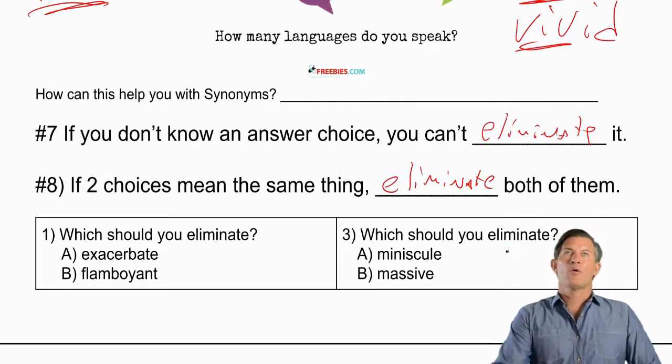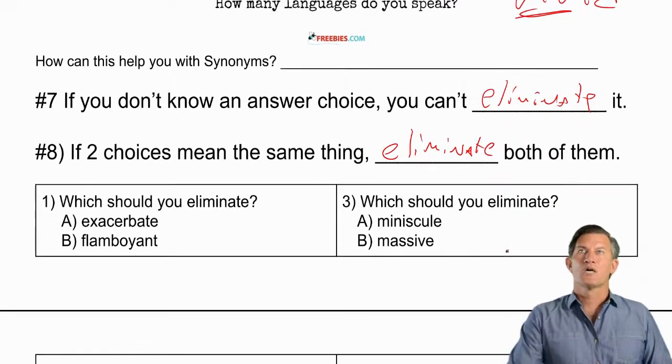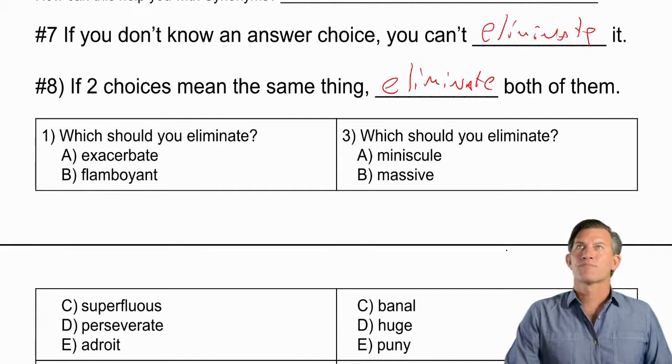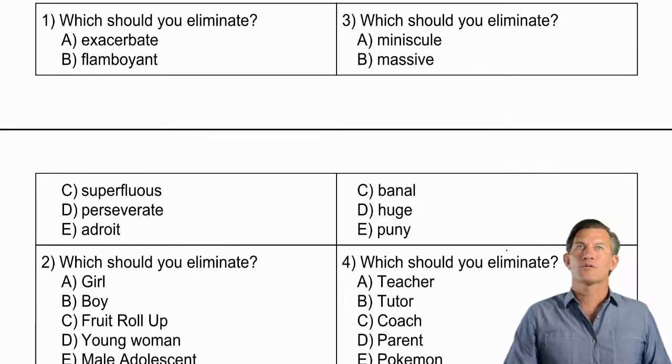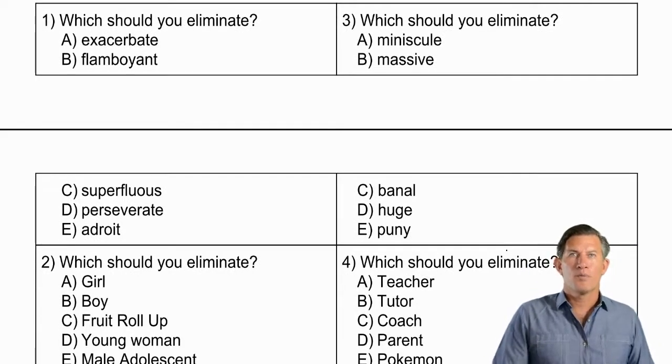So why don't you pause and just practice this with these. Which one should you eliminate out of those? Which one should you eliminate? 1, 2, 3, 4, there are 4 of them. And in a moment, after you get done unpausing, then we'll go over the answers.